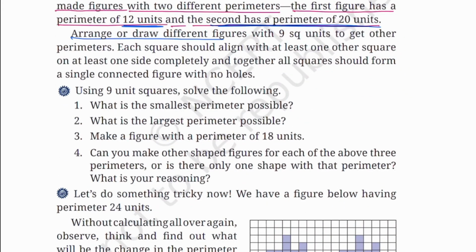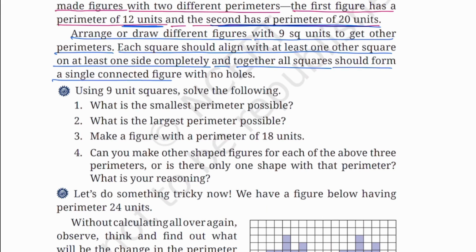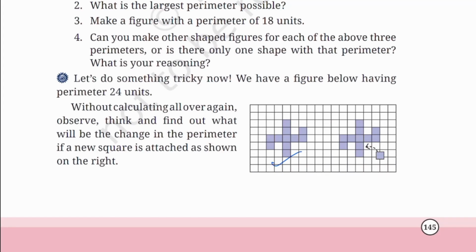Arrange or draw different figures with 9 square units to get other perimeters. Each square should align with at least one other square on at least one side completely, and together all squares should form a single connected figure with no holes, like this.